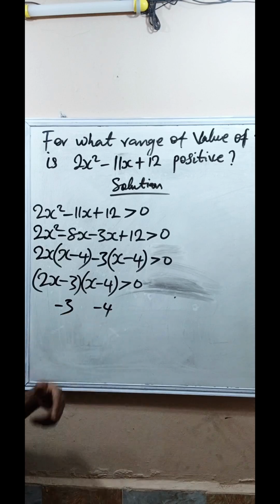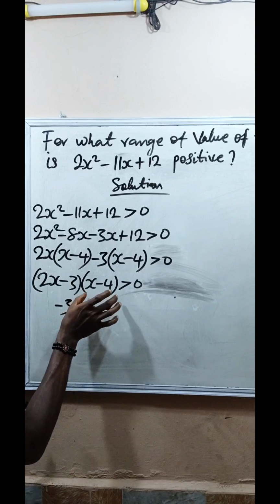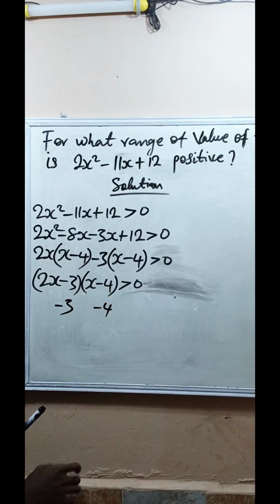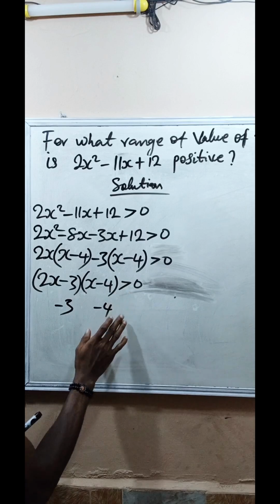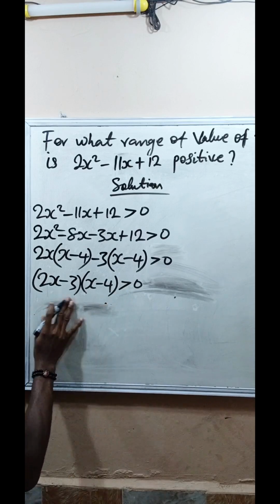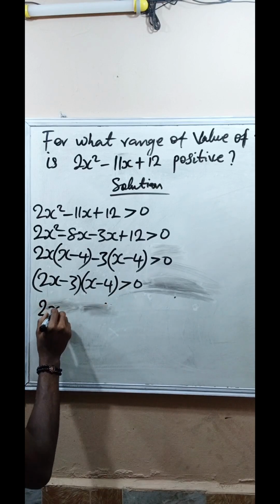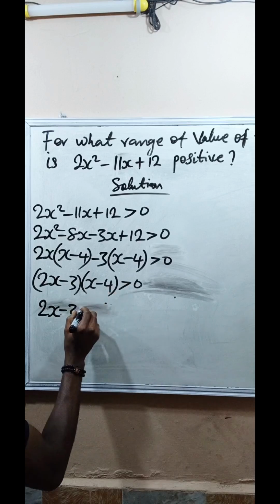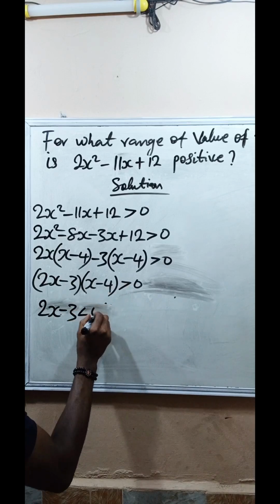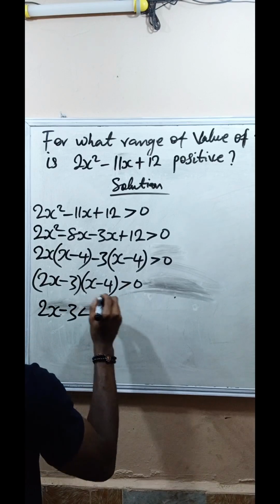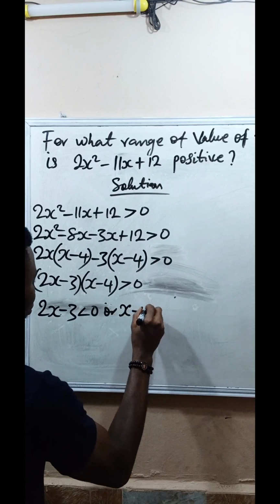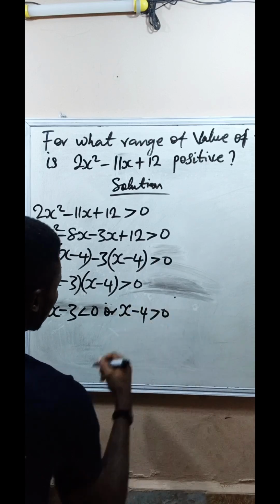Minus 3 and minus 4, which one is the smaller? Of course, it is minus 4. So this factor goes with the given inequality, while this goes with the opposite inequality. So we have that 2x minus 3, the opposite of this, is less than 0, or x minus 4 is greater than 0.